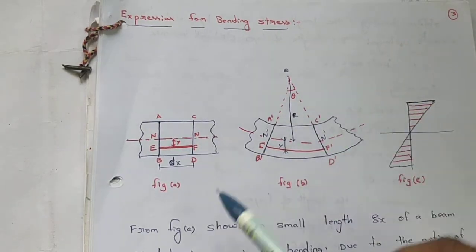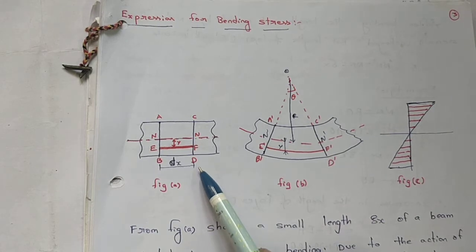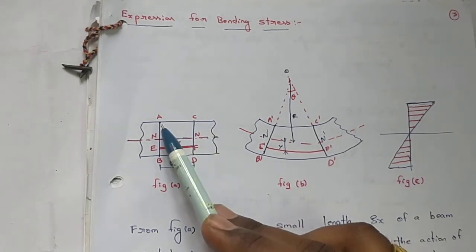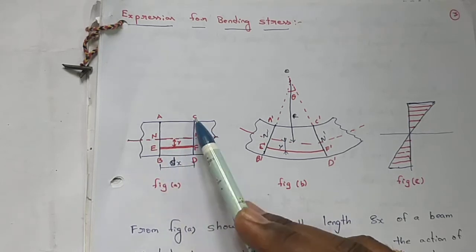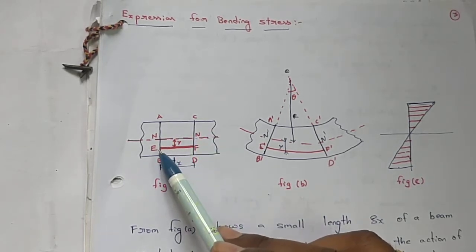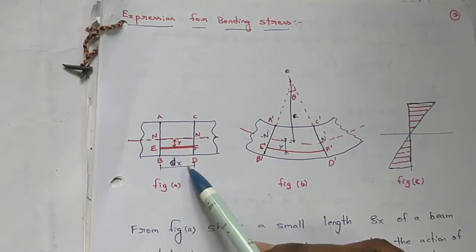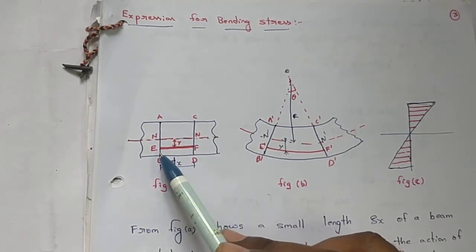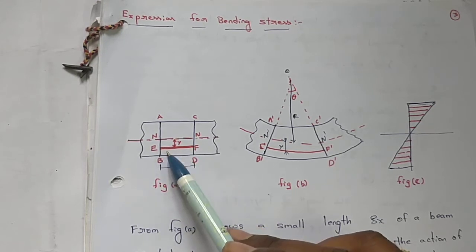Okay, it is the beam. I took one small element throughout the length of the beam, that is dx. I took two elements or two sections, AB and CD. AB is section 1 and CD is section 2. The length of the section is dx. Next, it is the neutral axis NN, and EF is the element.